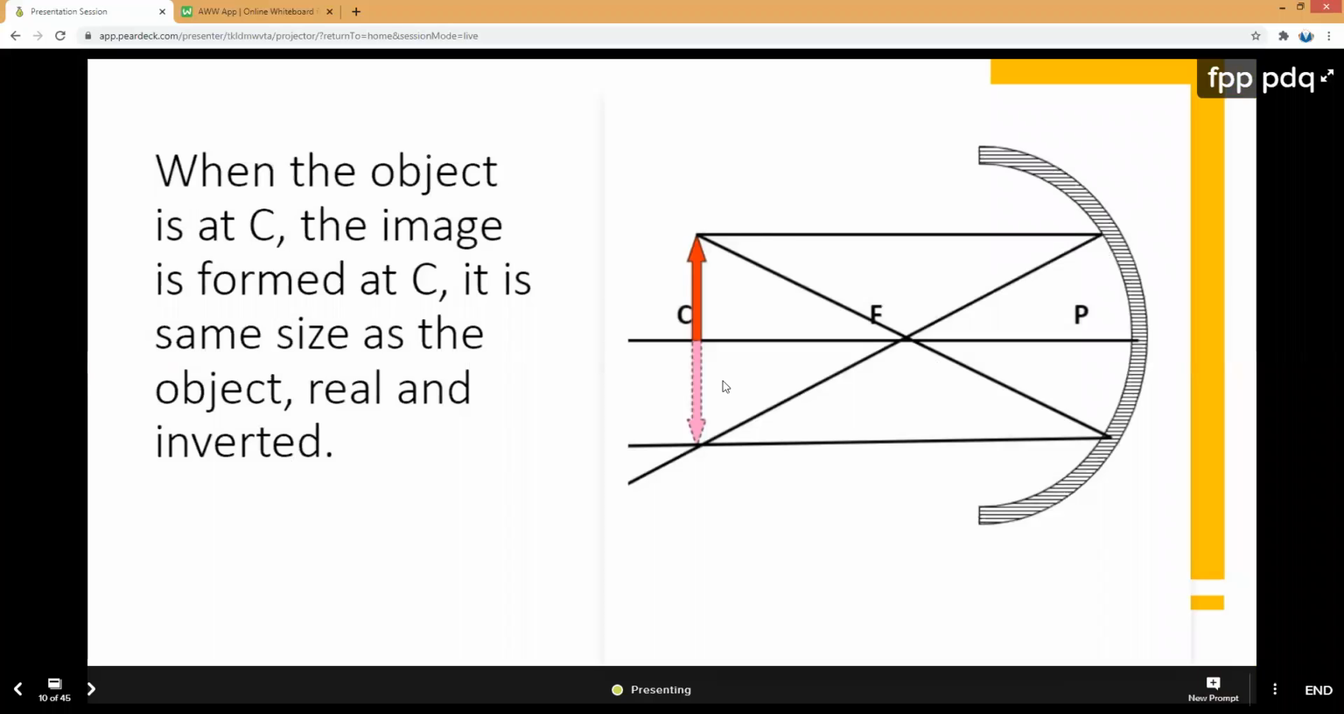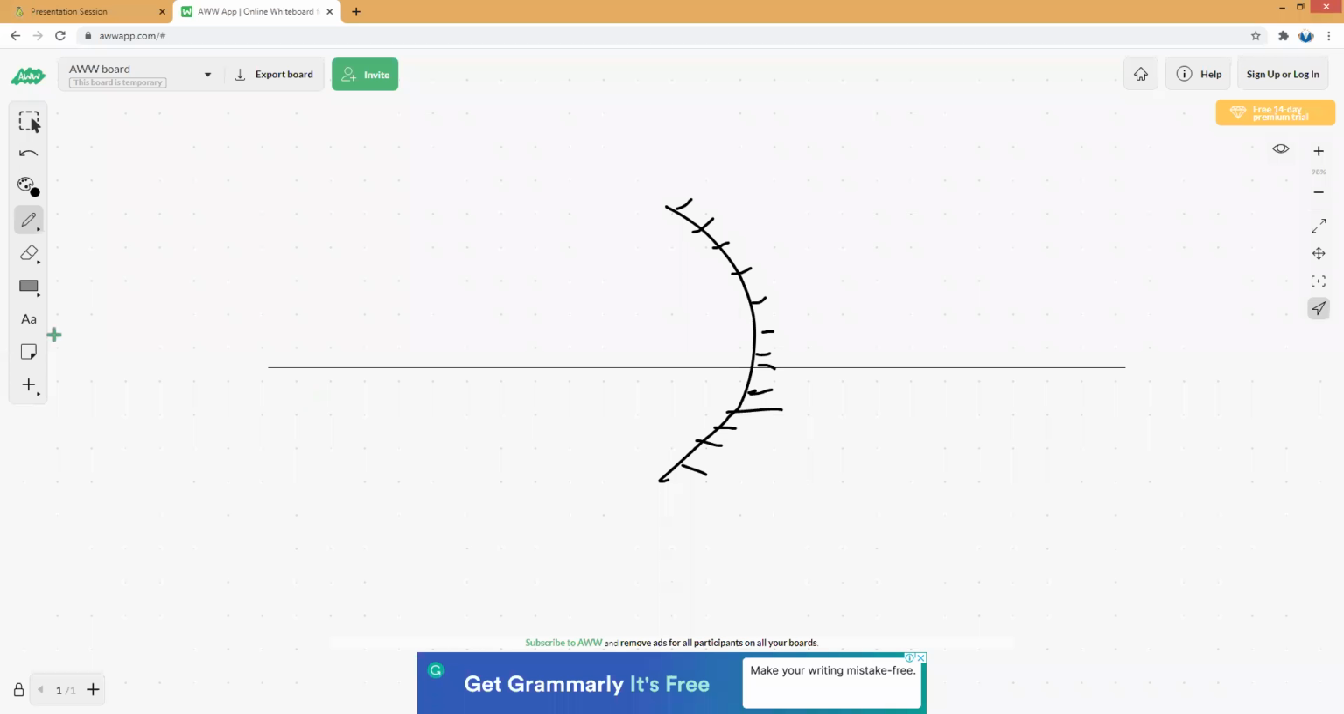So next one is when the object is placed at C. Let's see what happens. So the silvering is there. Now let's name the places. This point over here is P. Let's take this as F, and let's take this as the center of curvature. So now the object is placed at C. Basically it would be like this. So this is the object.